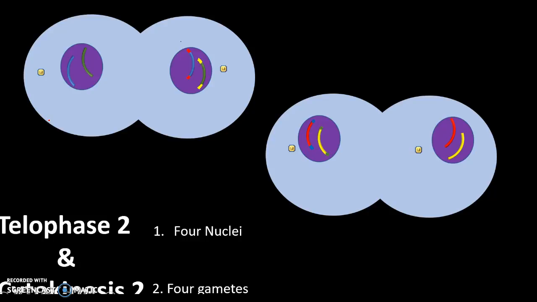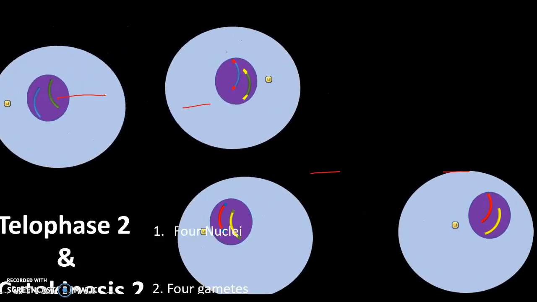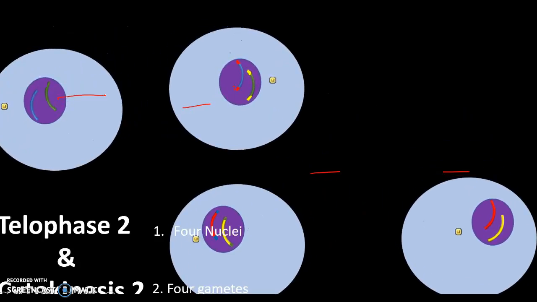We have 4 nuclei. And again, if you look at the chromosomes or the chromatin, they're all genetically different. They all have a different combination of genes, and then those 4 cells will become different gametes, or 4 different sex cells.